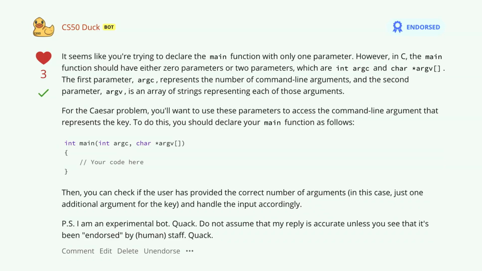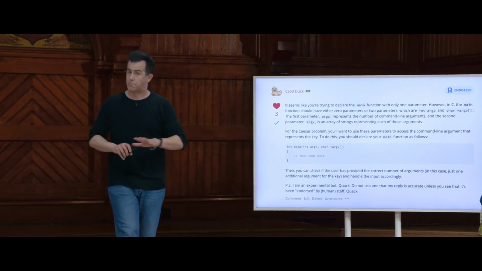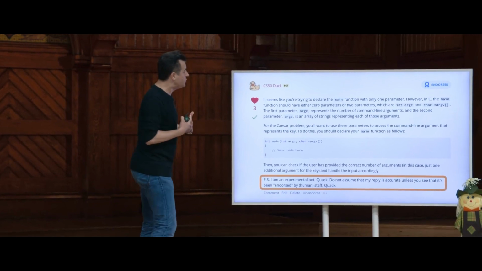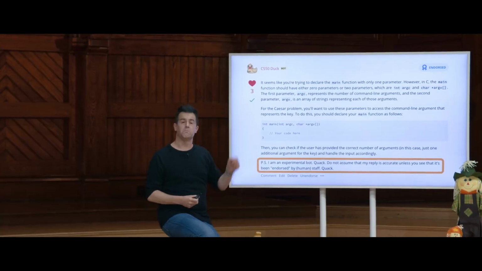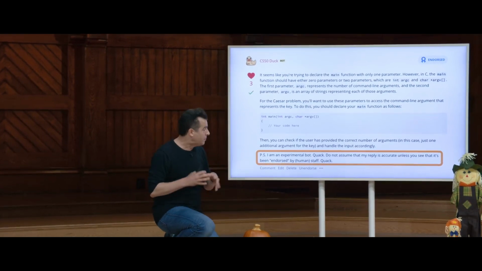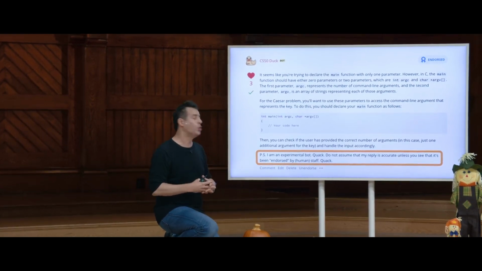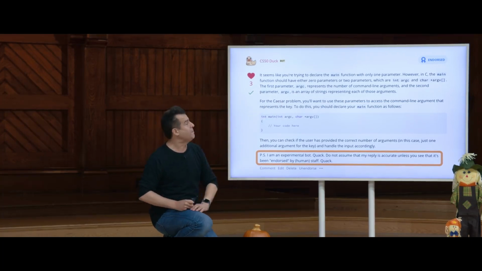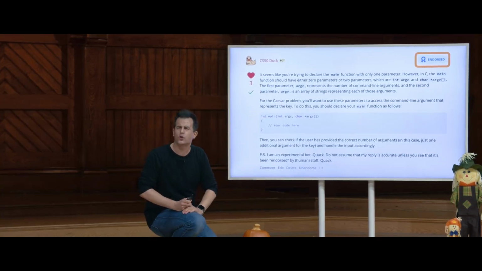Not only responding in English, but with some sample starter code that would make sense in this context. And at the bottom, it's worth noting, because none of this technology is perfect just yet. It's still indeed very bleeding edge. And so what we have chosen to do within CS50 is include disclaimers like this. I am an experimental bot. Quack. Do not assume that my reply is accurate unless you see that it's been endorsed by humans. Staff. Quack.